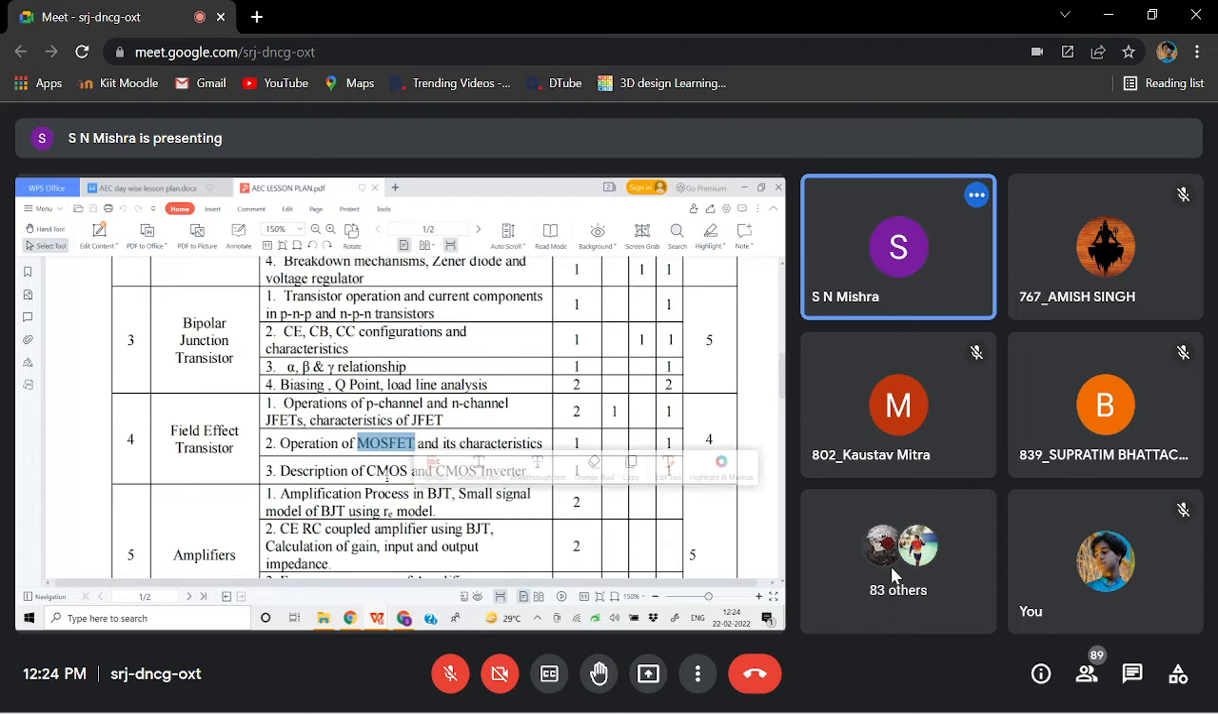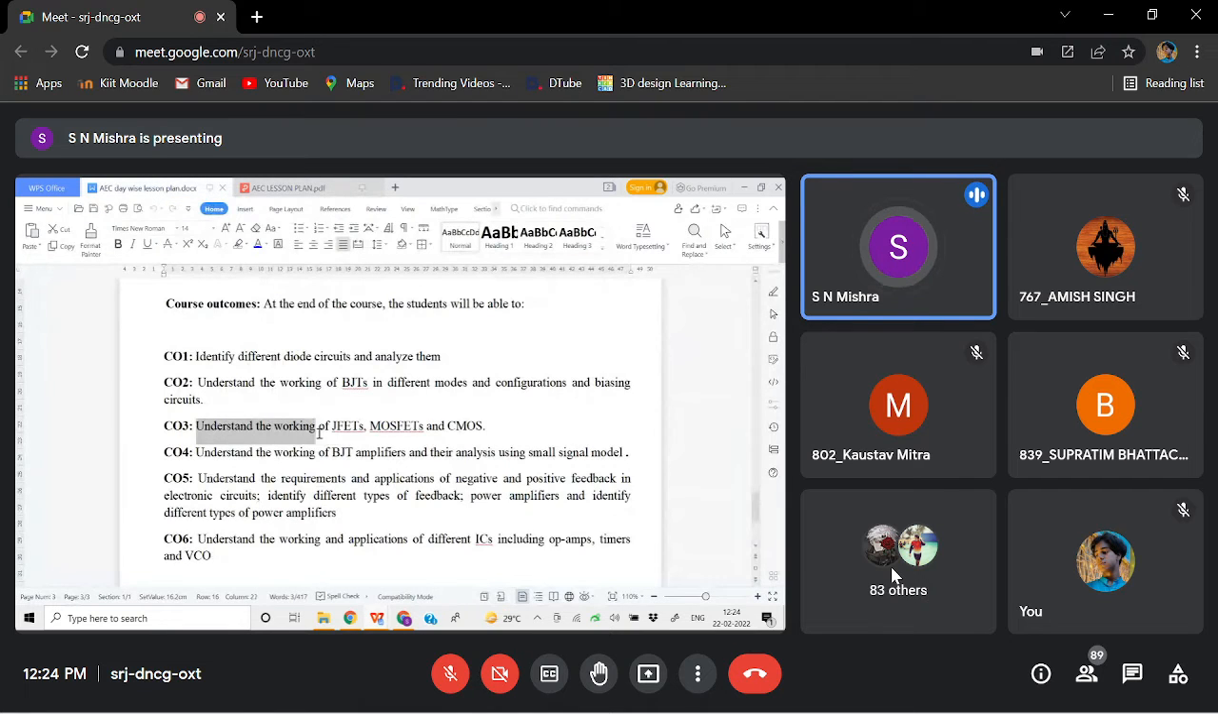MOSFET, we can design this inverter, because when you studied logic gates, you were only able to see the symbol, but inside there is some circuitry, and we can use MOSFET to design this CMOS inverter. CMOS means complementary MOS. One N-channel MOSFET and one P-channel MOSFET are combined together to design this CMOS inverter. We'll see when we go for this. So once you complete this module 3, you will be able to understand the working of JFET, MOSFET and CMOS inverter.